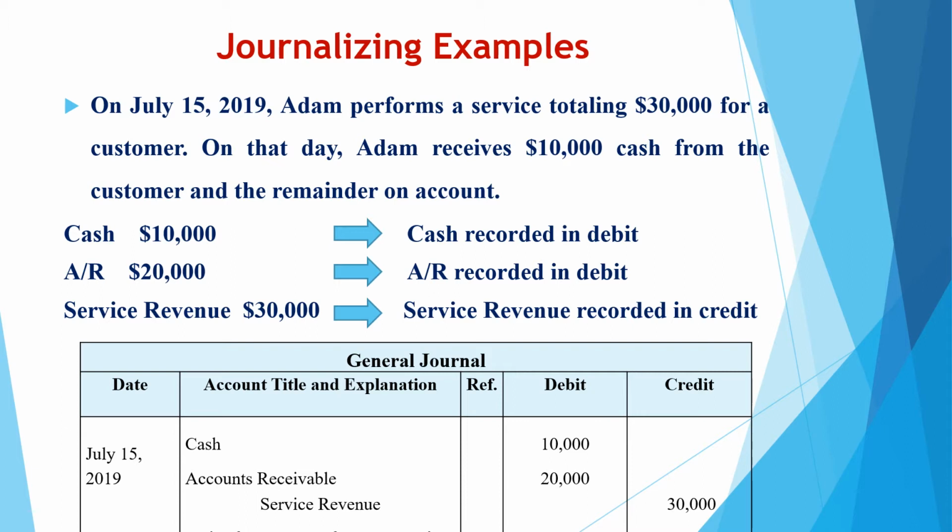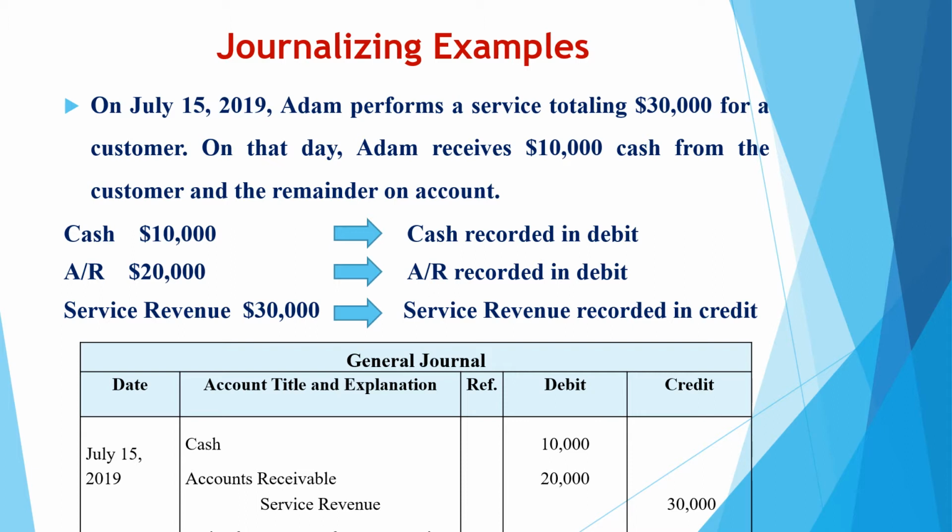Now let's prepare the journal entry for the example. The date is July 15, 2019. Let's start with the accounts. Accounts receivable and cash should be recorded in debit as we previously explained. So they are at the top and in the extreme left margin. The amount of cash is $10,000 debit and the amount of accounts receivable is $20,000 in debit as well. For service revenue, since it is in credit, it is on the next line and a little bit indented, and the amount of service revenue is $30,000 in credit.